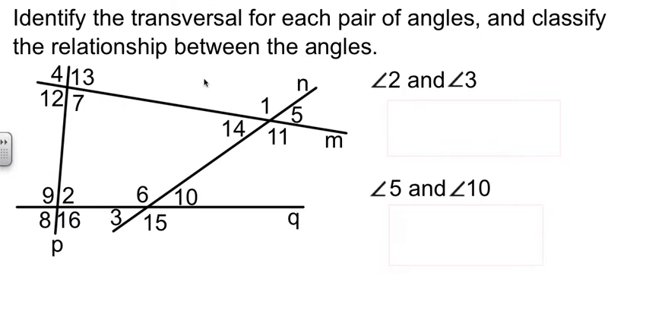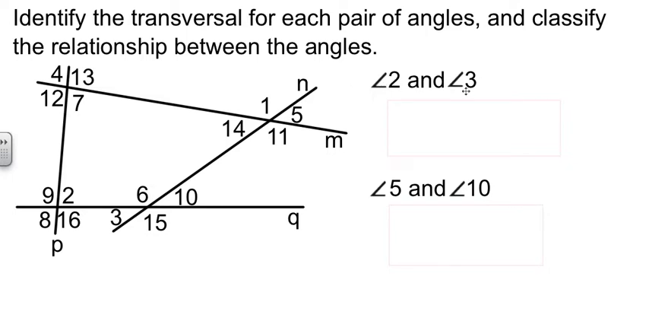So they're going to ask us to identify where the transversal is for the given angles, and to classify the relationship. So we're going to have to decide if they're interiors, exteriors, consecutive, alternate, corresponding. What are they?